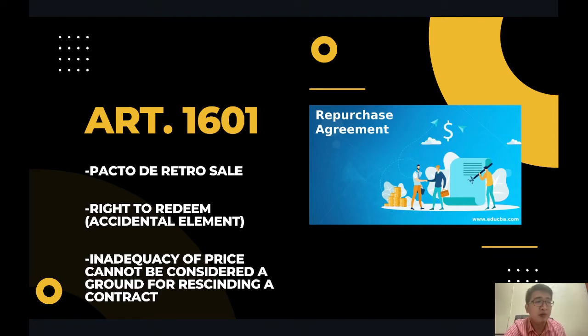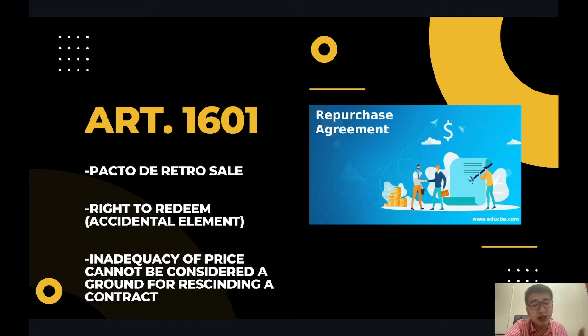Why? Because hindi siya natural element, meaning hindi mo siya ordinarily makikita sa contract of sale. Okay? Itong right to redeem, makikita lang yan kapag especially provided for in the contract and if that is the tenor of the agreement of both the seller and the buyer. Okay? Inadequacy of price cannot be considered a ground for rescinding a contract.